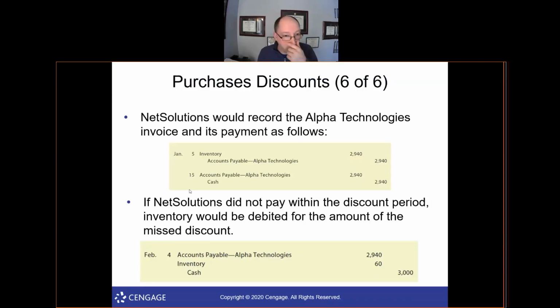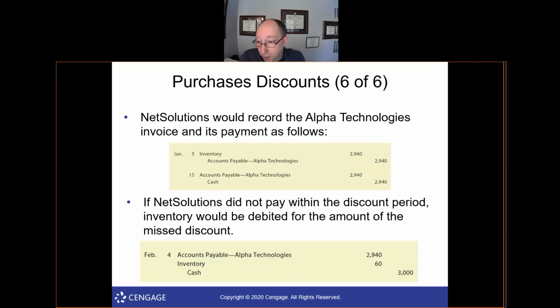Or 940, sorry. So here's how it works. If I take advantage of the discount, I debit my inventory 2,940 to increase my inventory. I credit accounts payable 2,940 to increase accounts payable. I do that on January 5th because that's when I placed the order. That's when I received the order.